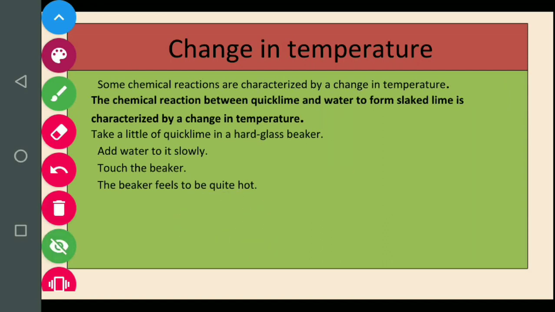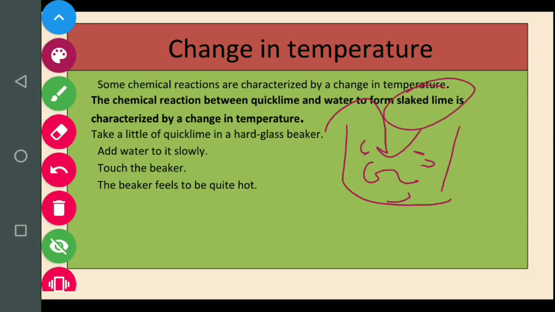Now next is change in temperature. Some chemical reactions are characterized by a change in temperature. The chemical reaction between quicklime and water to form slaked lime is characterized by a change in temperature. Here we can see an example. In a beaker we take quicklime, that is calcium carbonate, right? And if we add water to it, it changes into slaked lime, that is calcium hydroxide.